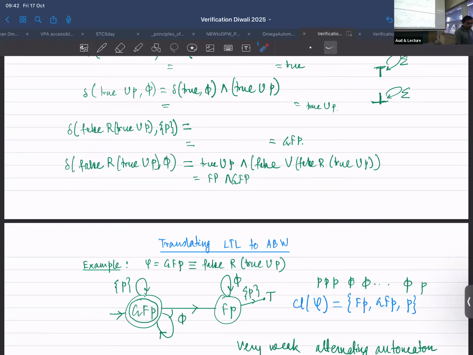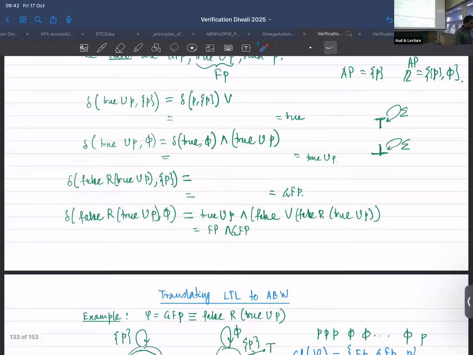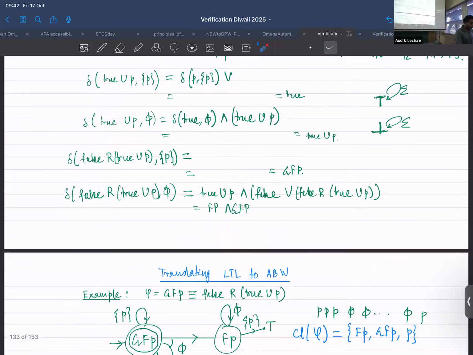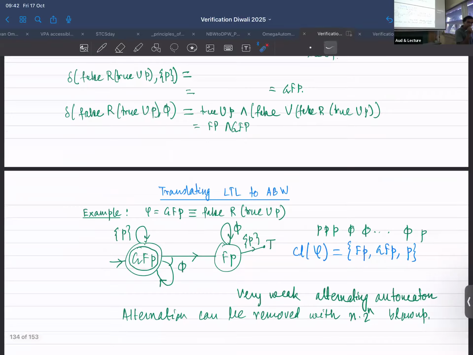So the states are all these formulas in the closure. The initial state is the 1, which corresponds to the formula phi. And what we saw is that this P, though it's in the closure, is not reachable. The corresponding state is not reachable, right? So we just have two states.